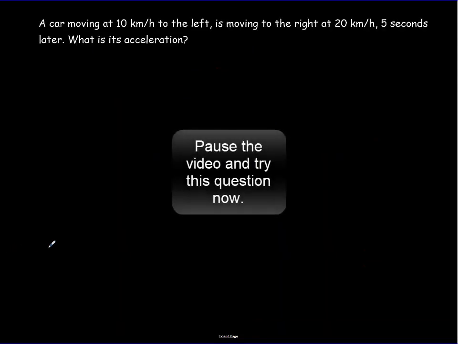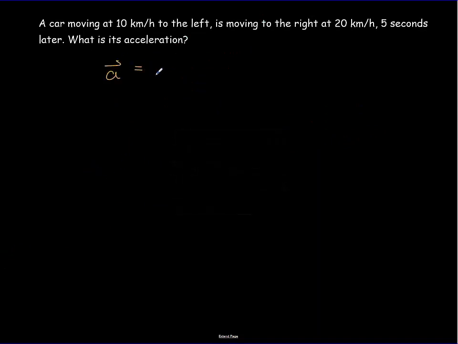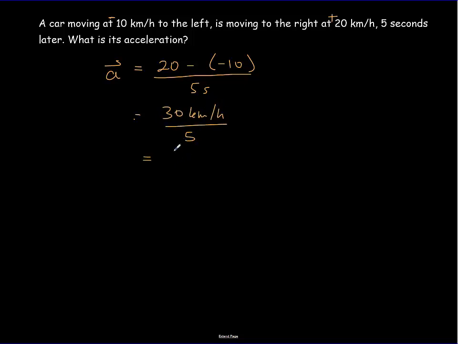So pause the video and try this question on your own and then come back for the answer. So your acceleration should be equal to the final velocity, and it's a positive 20 here because that's moving to the right. The initial velocity was negative because it was moving to the left. So we're going to have 20 minus negative 10 over a time period of 5 seconds. So our change in velocity here is going to be 30 kilometers per hour. And that occurs over 5 seconds. So we end up with an acceleration there of 6 kilometers per hour every second.